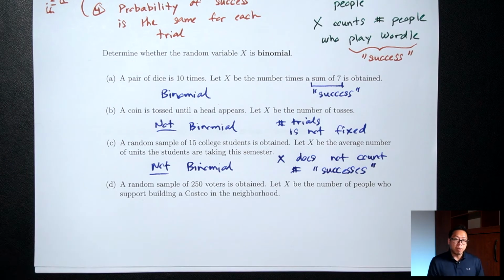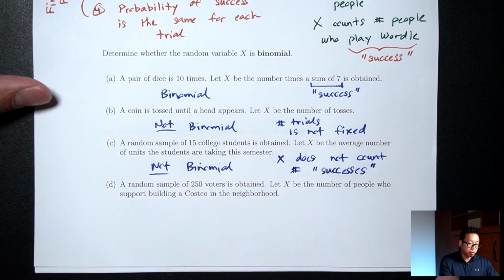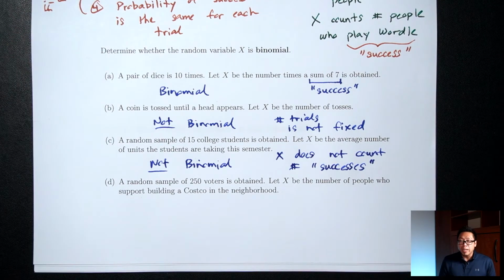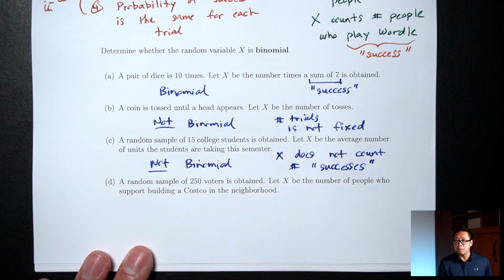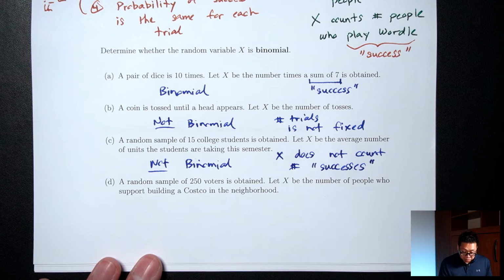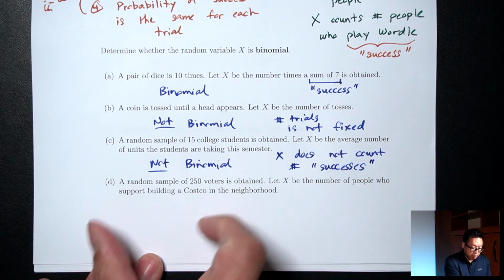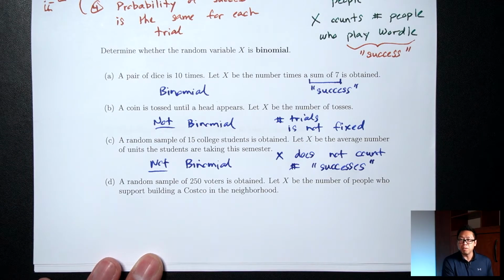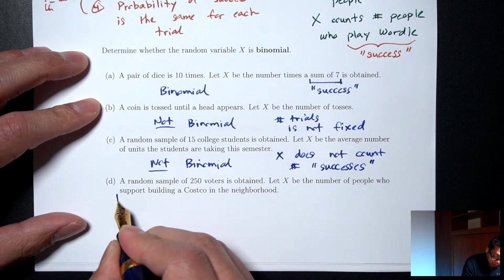Part D, a random sample of 250 voters is obtained. Is the number of people fixed? Yes, it's 250, right? So the number of trials is fixed. Are we counting the number of people that have a certain characteristic? So X here is the number of people who support building a Costco in a neighborhood. So yes, we are counting the number of people that have a certain characteristic. And that characteristic is supporting building a Costco. So supporting building a Costco is the success that we're counting.